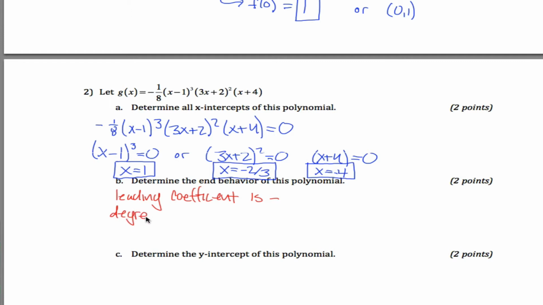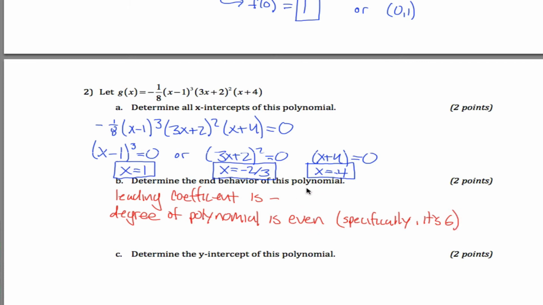The degree of the polynomial, again, if I gave you the expanded form, it'd be easier to tell what the degree of the polynomial is. In this factored form, we have to think about it a little bit. I kind of get an x cubed out of here and an x squared out of here. So when I multiply all those together, I get x to the 5th. And multiply by this x, I'm going to get x to the 6th. The degree of the polynomial is even. Specifically, it's 6. But I don't care that it's 6. All I care is that it is even.